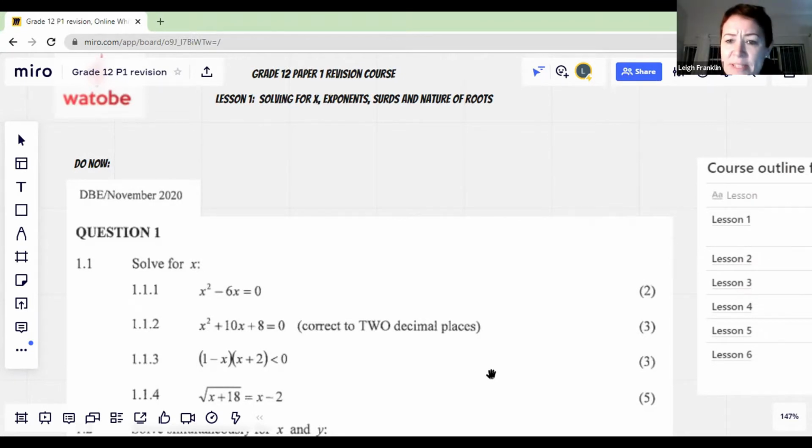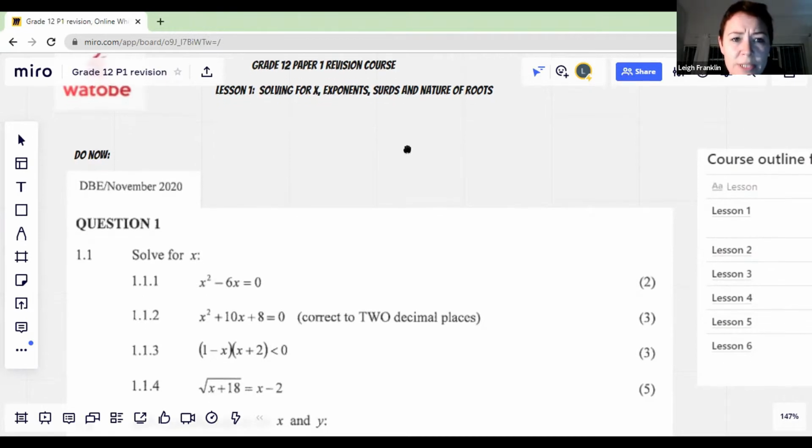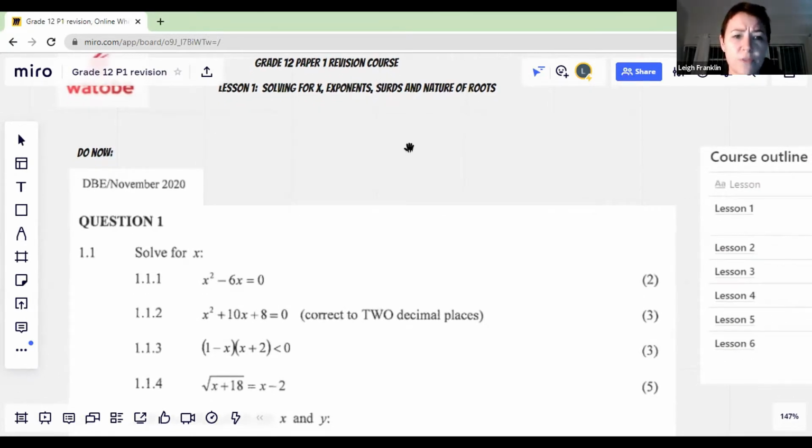The do now is on the screen. I had figured the best thing for us to do is just get stuck straight into revision work. So this is question number 1. This is the first thing that you're going to see when you open up paper 1. And paper 1, question 1 is quite predictable in that regard. It's always going to be solving for X, a question on exponents, surds, inequalities, etc. So I'd like to encourage all of you to get started. You should be able to do 1.1.1 and 1.1.2 without any assistance.